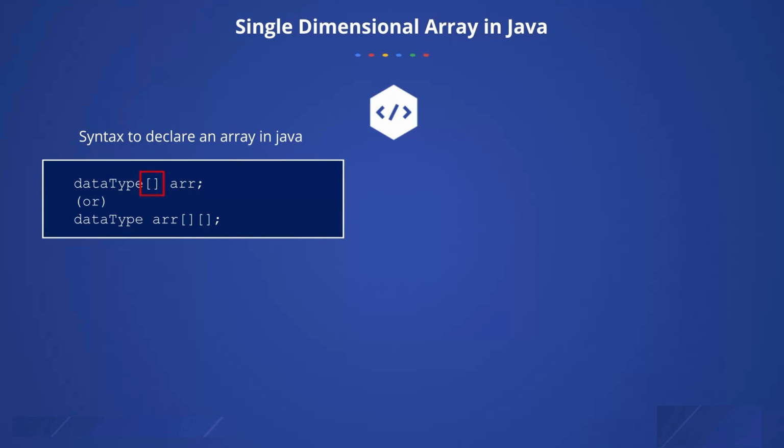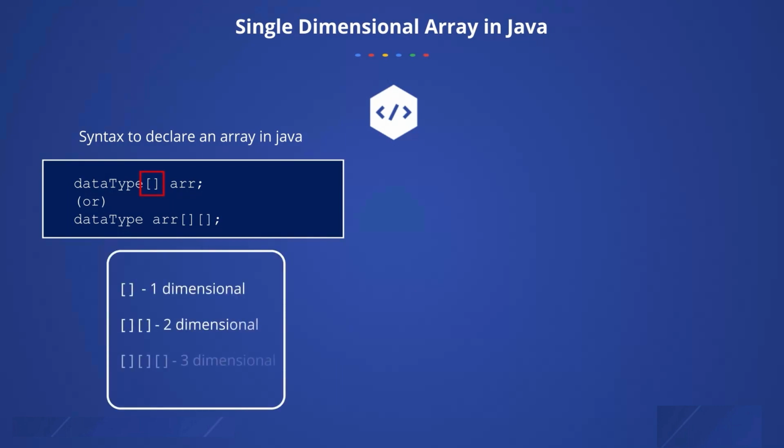The thumb rule to remember whether it's single dimensional or multi-dimensional is just by looking at how many square brackets they are putting. Each square bracket, you can count as one. This is one. If there is one more, you can call it 2-dimensional. If there is one more, you can call it 3-dimensional.